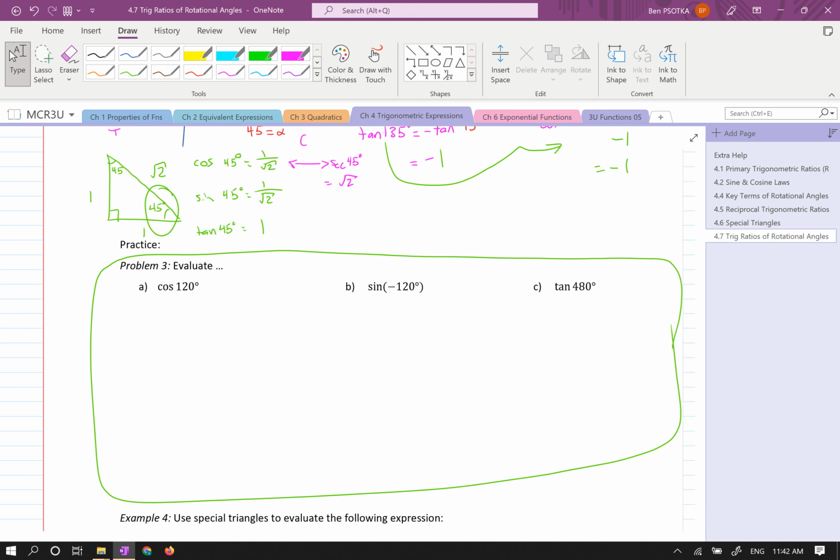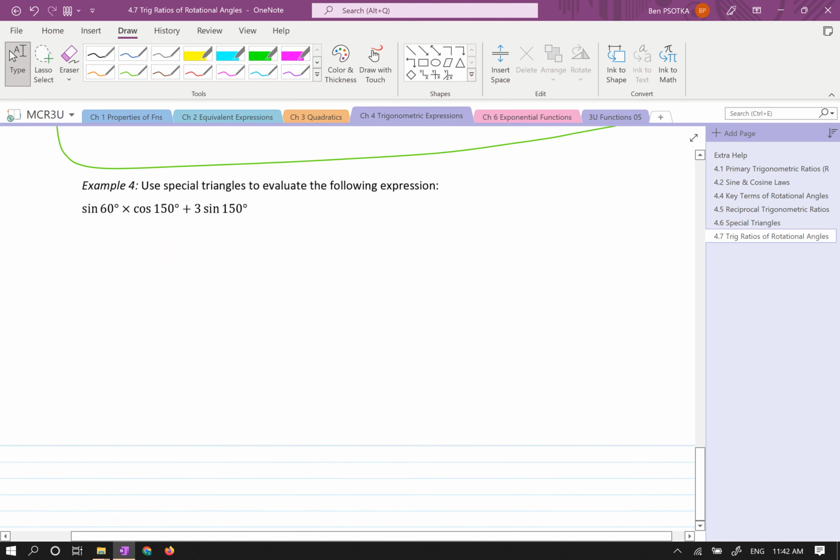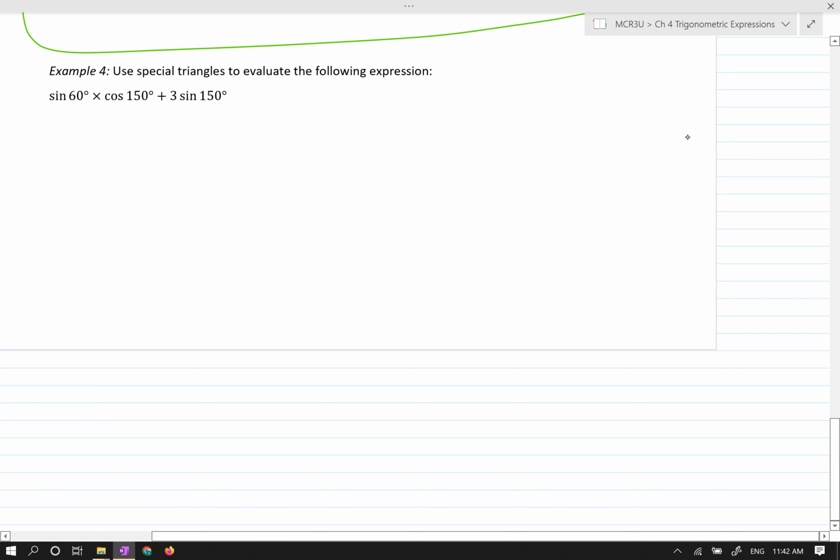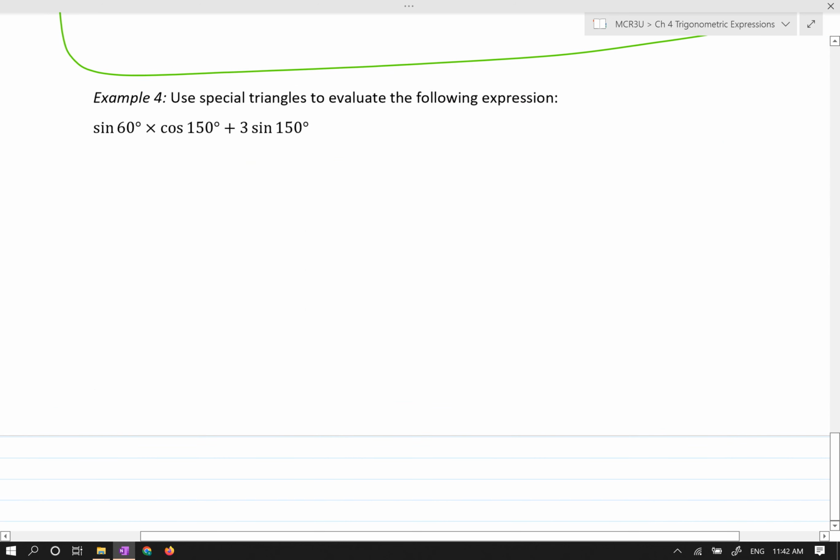We're going to work here with one more example. We'll squeeze it in. I apologize. I know I'm taking up a lot of time, but I think this example will be really beneficial for you. So we'll work here with the sine of 60 degrees times the cosine of 150 degrees plus 3 times the sine of 150 degrees. This might look a little bit confusing when you look at it right away, but you know how to evaluate each of these 3 values.